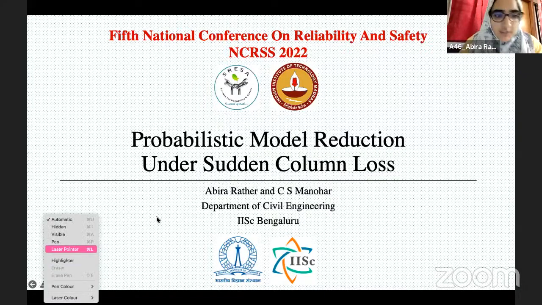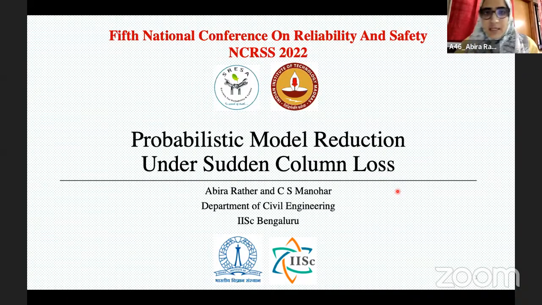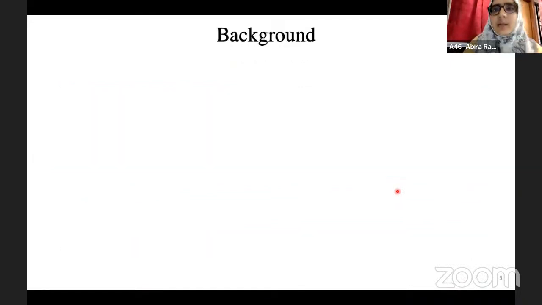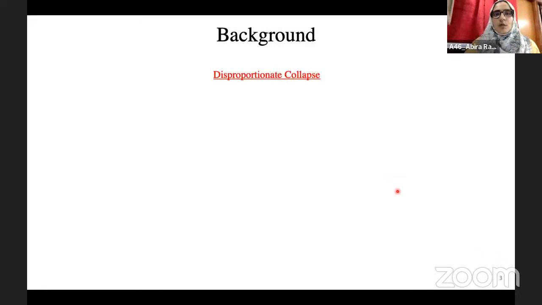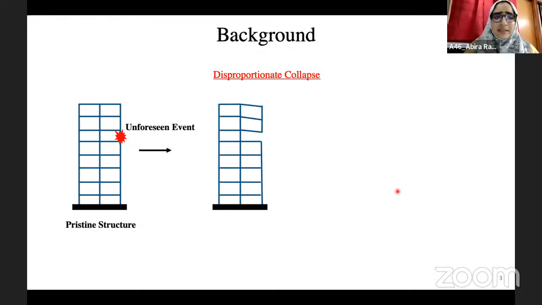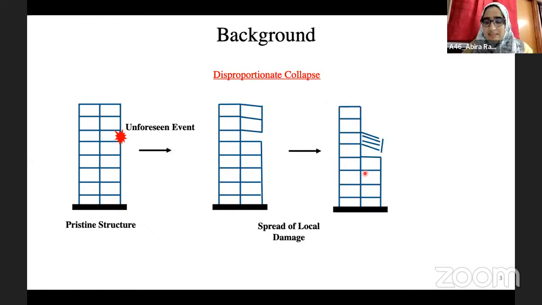Okay. Good evening, everybody. I am Abira, and today I'll be talking about probabilistic model reduction under sudden column loss. This is the outline of my presentation, and I'll start with the background to the problem. The presentation is in the context of disproportionate collapse of structures. Disproportionate collapse takes place when an unforeseen event leads to local damage, and due to the inability of the structure to contain this local damage, it spreads and leads to collapse.